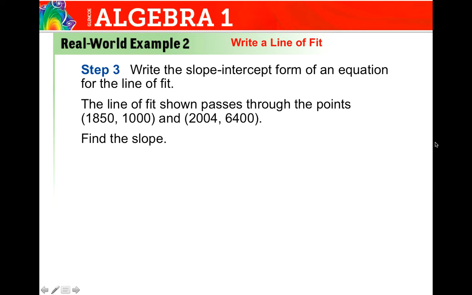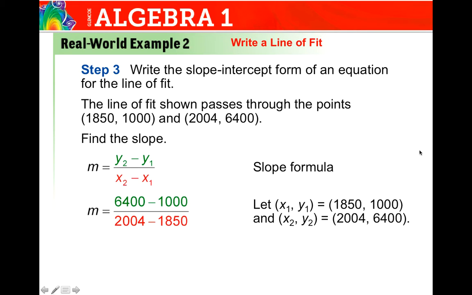First thing, find your slope using your slope formula. We're going to let x1, y1 be (1850, 1000) and x2, y2 be (2004, 6400). If you do it the other way, it'll still give you the same answer. And we have a slope then of 5400 over 154.